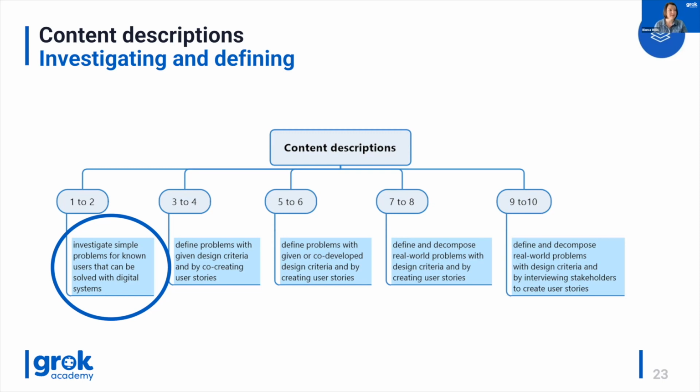developed by your students. For investigating and defining, our students in year 1-2 are investigating simple problems for known users that can be solved with digital systems. Our year 3-4s move into defining problems with given design criteria and co-creating user stories.